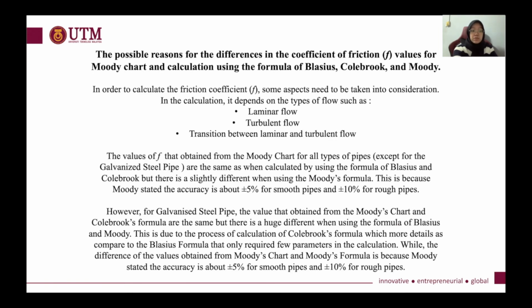This is due to the calculation process of the Colebrook formula, which has more detail compared to the Blasius formula that only requires a few parameters in the calculation. As for the differences between the values obtained from the Moody chart and the Moody formula, it is because Moody stated the accuracy is about plus minus 5% for smooth pipe and plus minus 10% for the rough pipes.